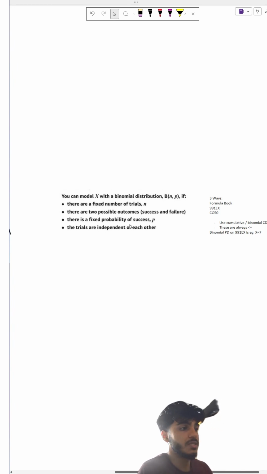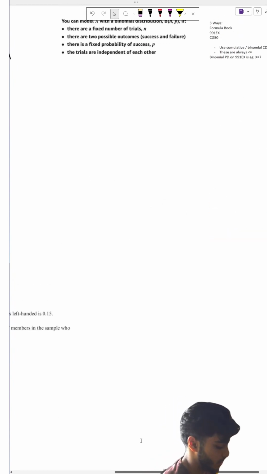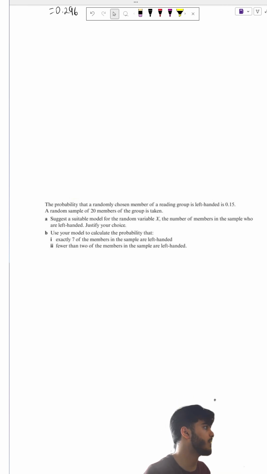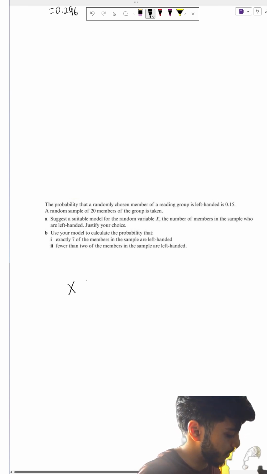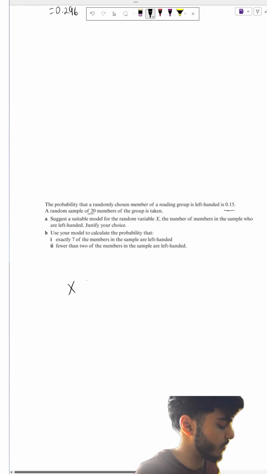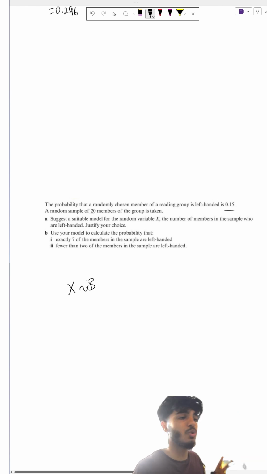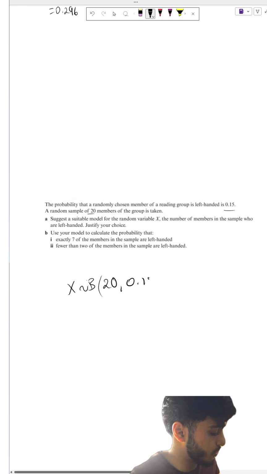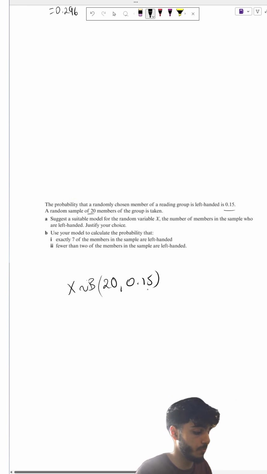These are the things. Sometimes it asks you why you should use a binomial distribution. In this case, suggest a suitable model and justify the choice. So here we're going to be doing binomial because we have a group of 20 and we have a probability. You only have 2 distributions: a binomial and a normal. Don't worry about anything else. If it gives you the mean or the standard deviation, 99% of the time it will be a normal distribution. So this is 20 and 0.15. That's my binomial distribution done.